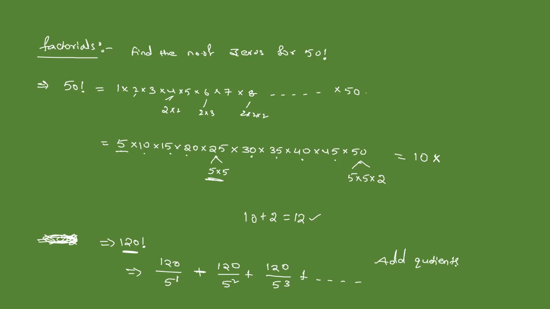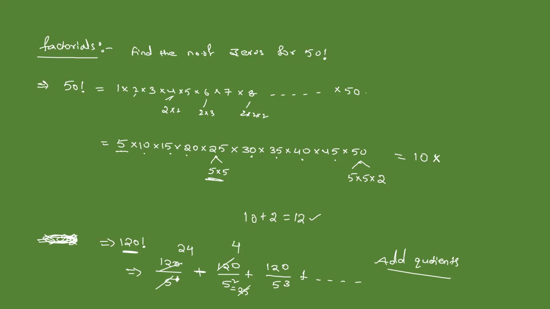Add the quotients. 120 by 5. What is the quotient we will get here? 24. Similarly, 120 by 5 square means 25. What does the quotient become here? 4. Once again I am saying these 24 and 4 are quotients.